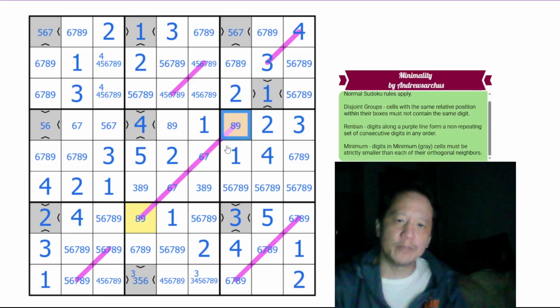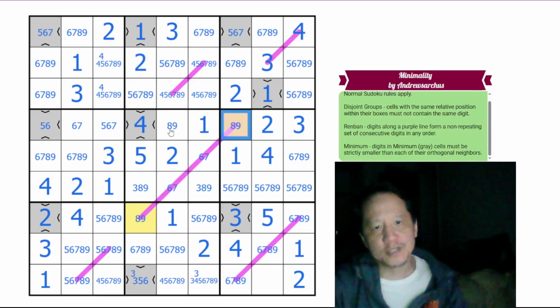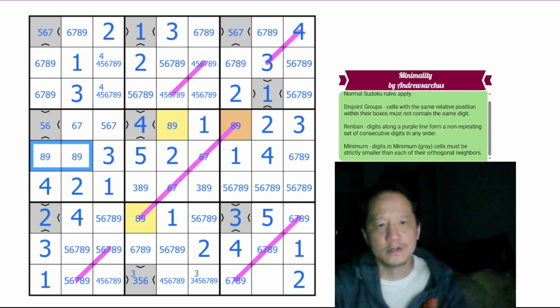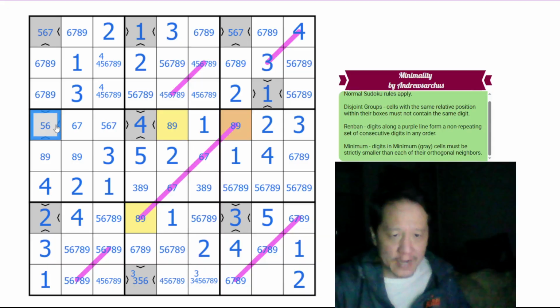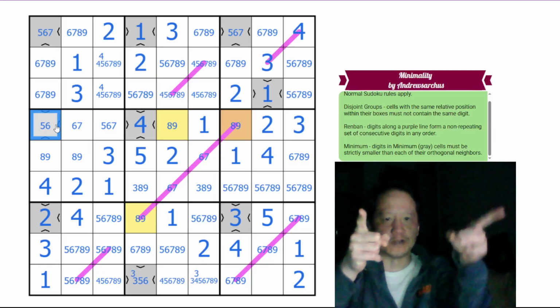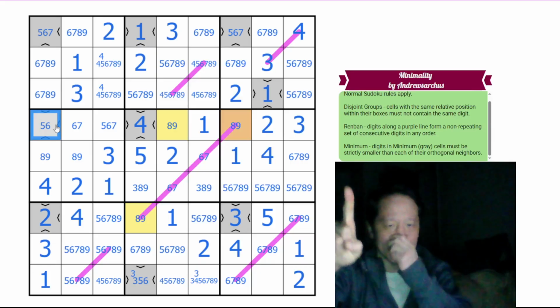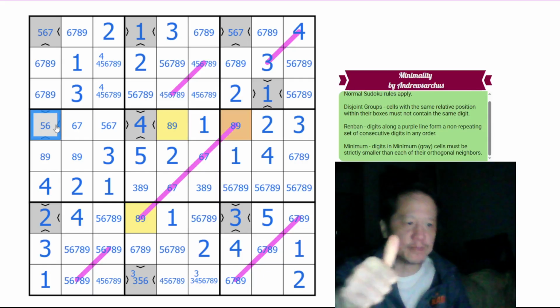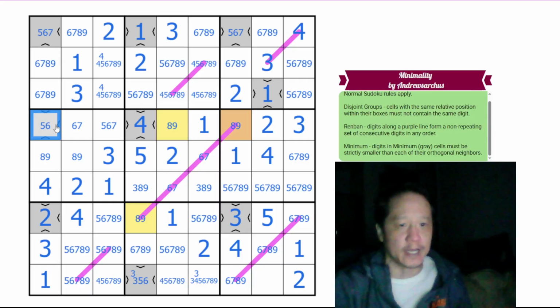Because these have to be different cells because of the disjoint set and the Renban. So this can't be orange, this is yellow. This is 5, 6, 7. This cannot be 6 or 7. It's 8 or 9. 5 cannot contain... So 7 has to have both 8 9s around it. 4 has one other 8 9, and the 6 must have a 7 and the other 8 9 around it.